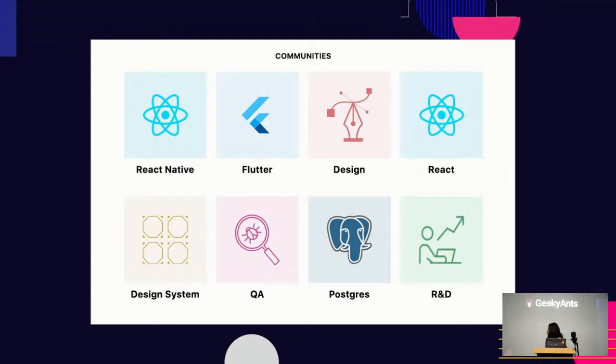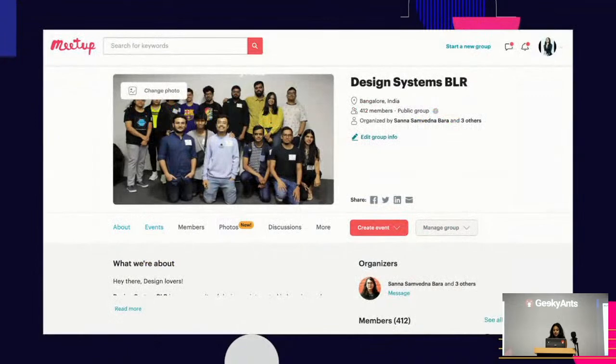We have React Native, we have Flutter, we have Design, we have React Design System, and we just started with QA, Postgres, and R&D. To focus more on the Design System group, we started this back in June 2022 itself, and we today stand at a member count of 412. That's quite a lot of progress in a couple of months, considering that we have only had one event done in the past. And here we are with the second edition of the Design System Meetup at Bangalore.